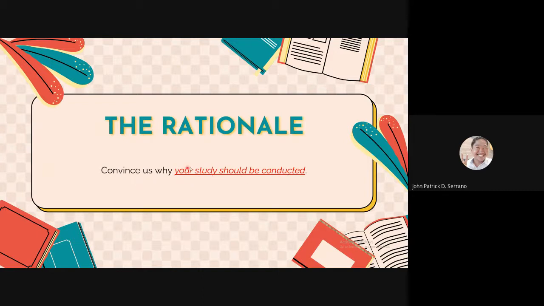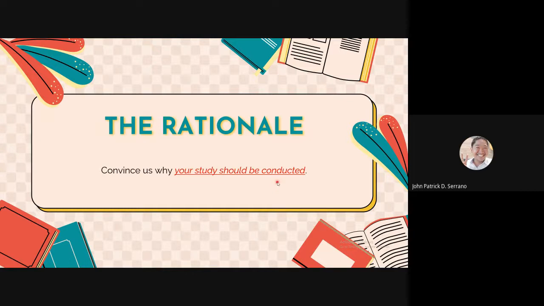Alam po ninyo, ang pagsusulat ng rationale ay hindi katulad ng pagsusulat ng introduction sa inyong thesis or dissertation. Ito ang first part sa action research proposal po natin. Hindi po actually siya introduction, it's rationale. Dito sa rationale, it could compose of 2 to 3 pages lang kung tutuusin. Ang bottom line lang naman nito ay ganito.